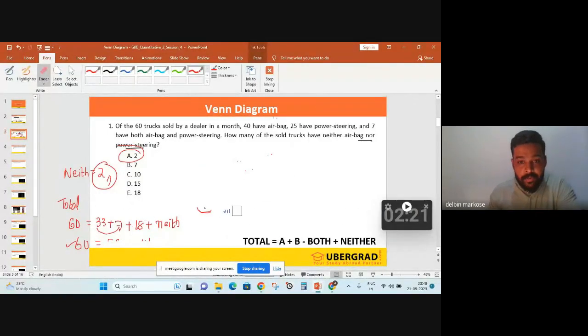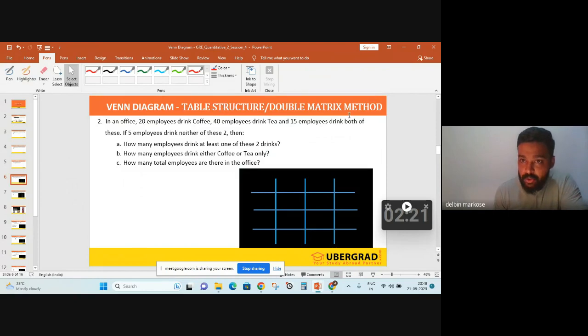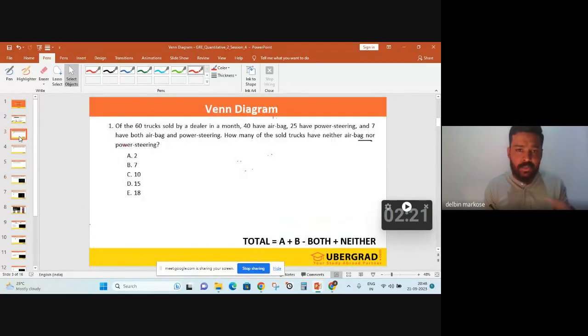Okay, now I discussed one thing, right? When I see a Venn diagram question, there are 2 ways you can solve it. The first one is the circle approach, but I like the other way. It's known as the table structure or double matrix method. I prefer to solve the question in this way. It's very easy for me, so I'm going to solve all the remaining questions this way. If you're comfortable with the circle, you can solve that.